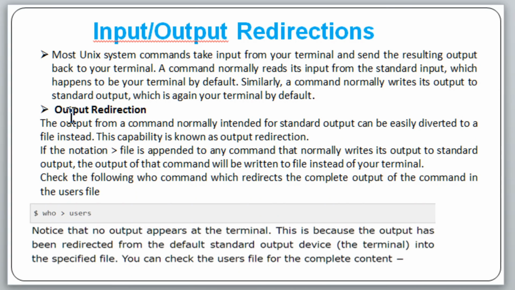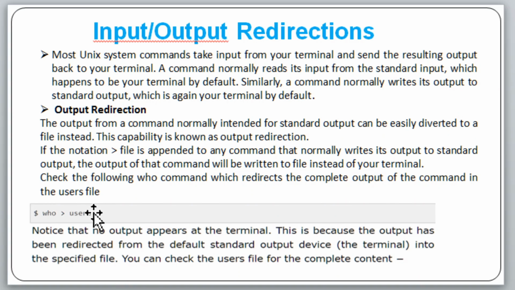Output redirection is when the output from a command, which is normally intended for standard output, can easily be diverted to a file instead. This capability is known as output redirection. Okay, so let's take a look at this example down here. If the notation greater than sign and a file is appended to any command that normally writes its output to standard output, the output of that command will be written to the file instead of your terminal.